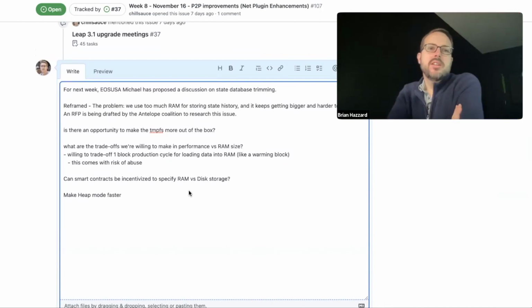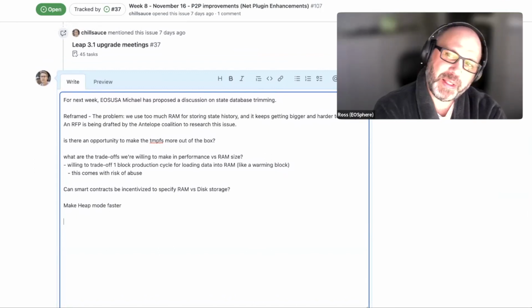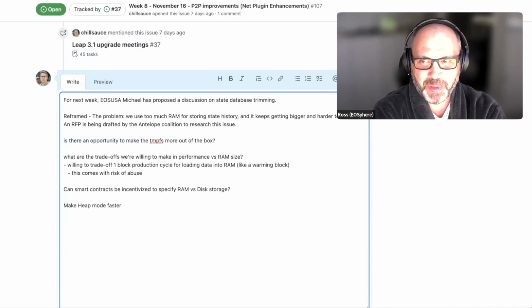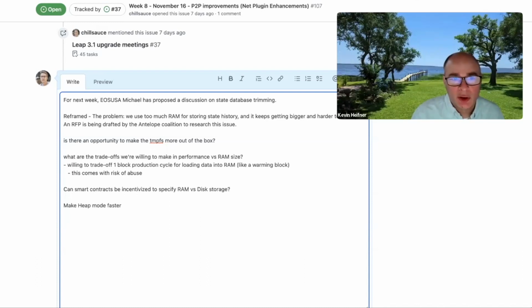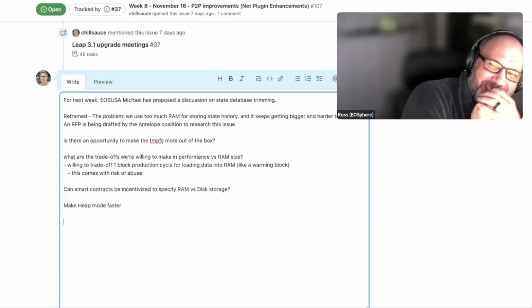I think the initial suggestion was state database trimming, which is the one thing we haven't actually talked about. But I don't think he's specifically talking about trimming the state database. The state database is just what we run inside memory. I see. You don't really need it smaller for disk size, right? It's not like it's large. No, the size on disk is not a problem. Right, it's the size in RAM that's a problem.